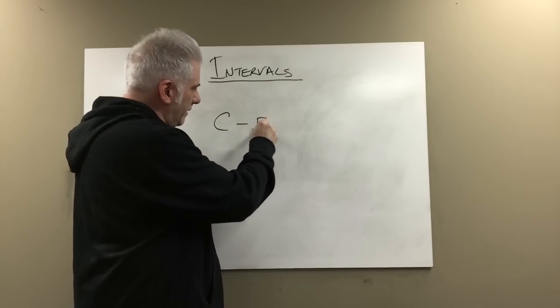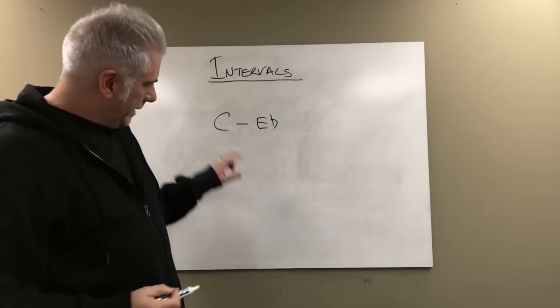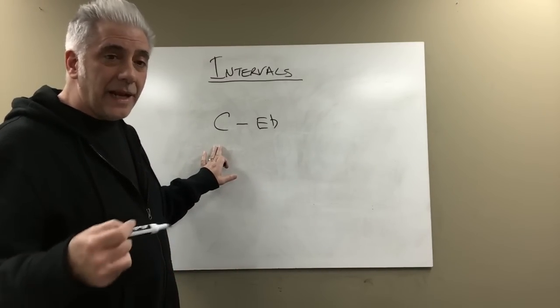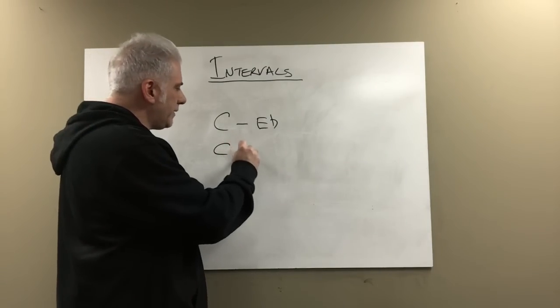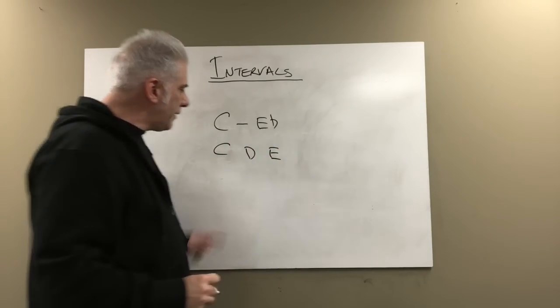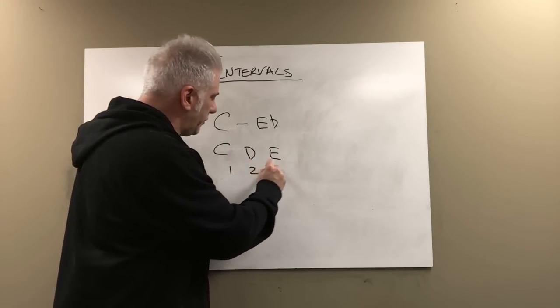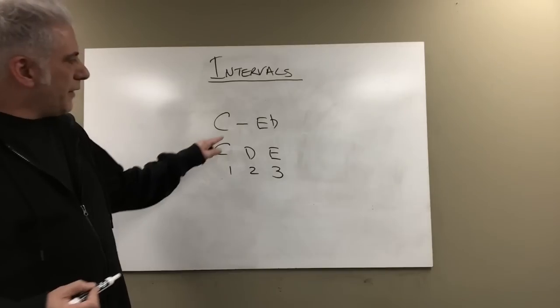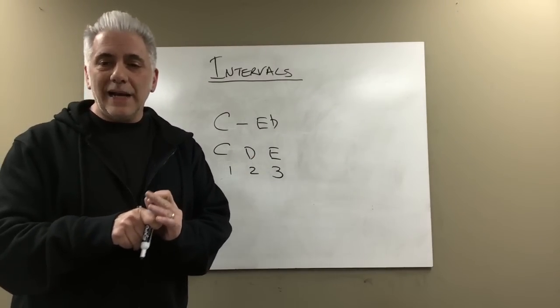C to E flat. We're ascending here, okay? Well, what are the letter names spanned? C, D, E. There are 3 letter names spanned. 1, 2, 3. That tells you it's a type of third, okay? Now, the number of half steps will tell you what kind of a third it is.